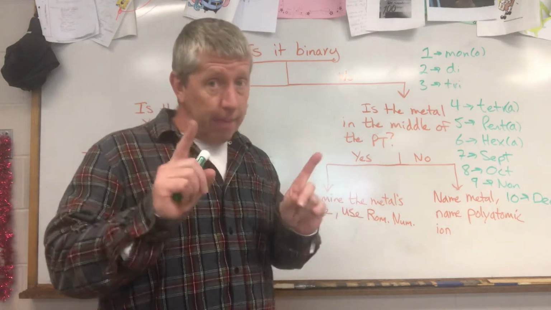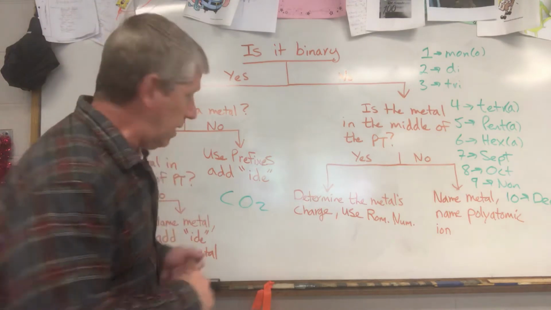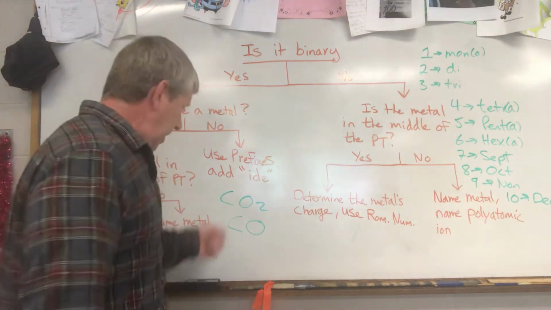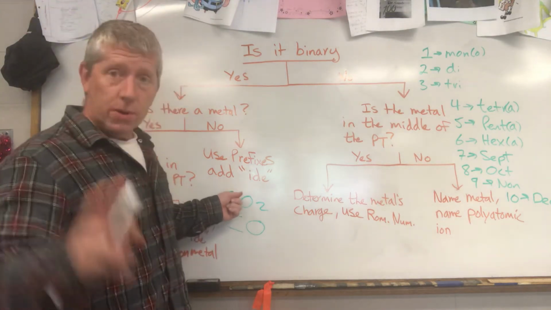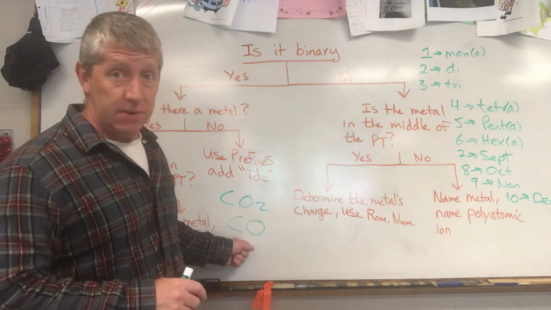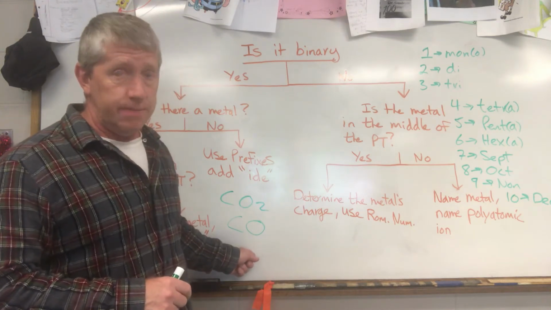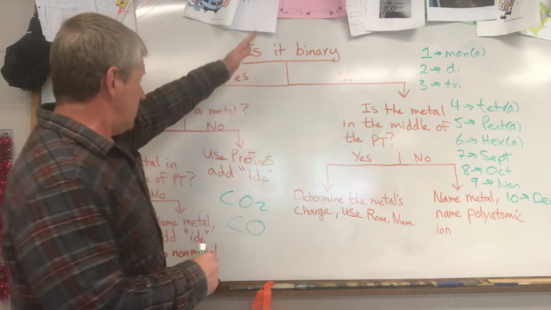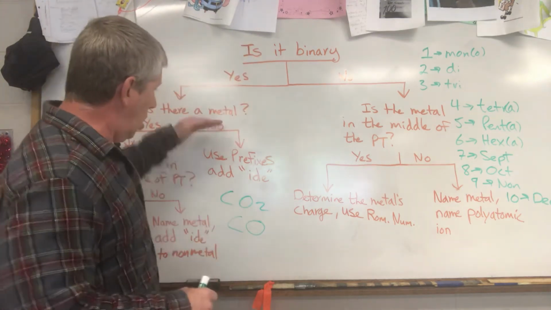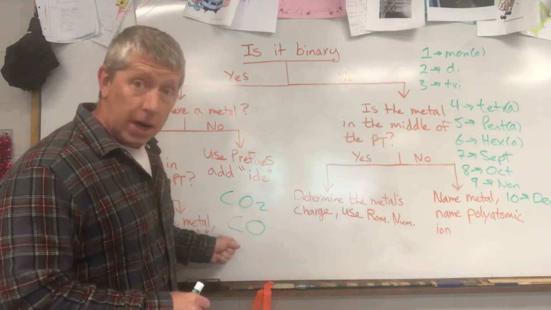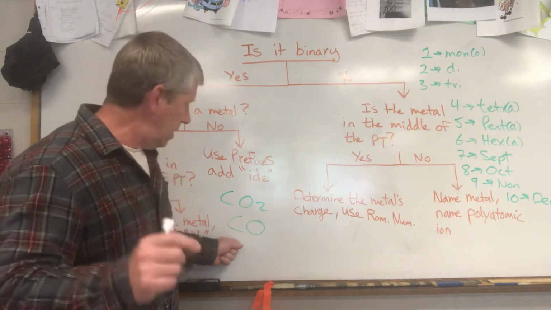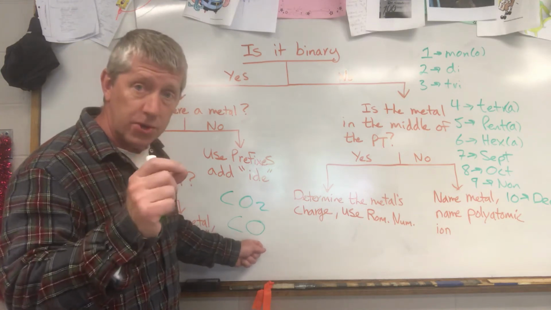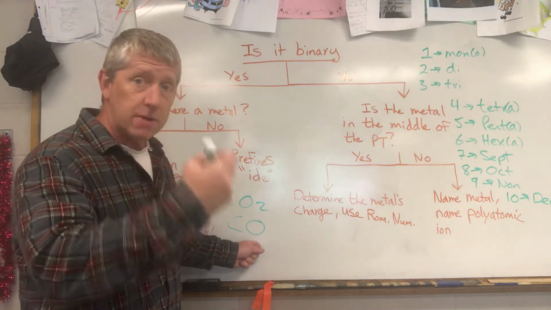Now, if it's a compound like this one, and you know this one as well, CO, nasty, dangerous stuff. I mean, this stuff is bad. We give it up. Well, that whole carbon footprint thing. This is bad. It's poison, man. It's carbon monoxide. So these are two nonmetals. So is it binary? Yes. Is there a metal? No. Use prefixes. Okay, this would not be monocarbon. It's carbon. Don't use mon on the first one. Mon, because I have one oxygen. So you do use the mon prefix on the second element.